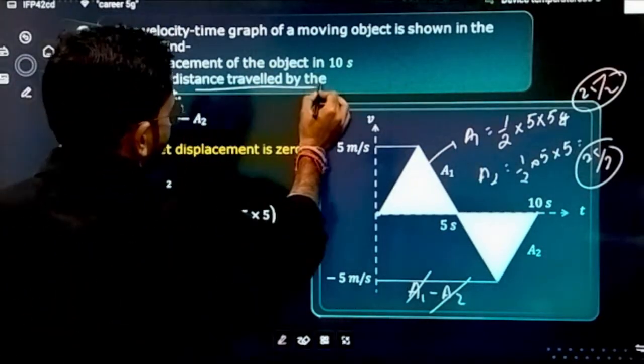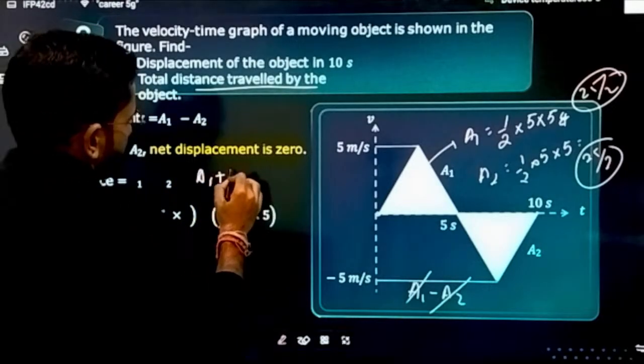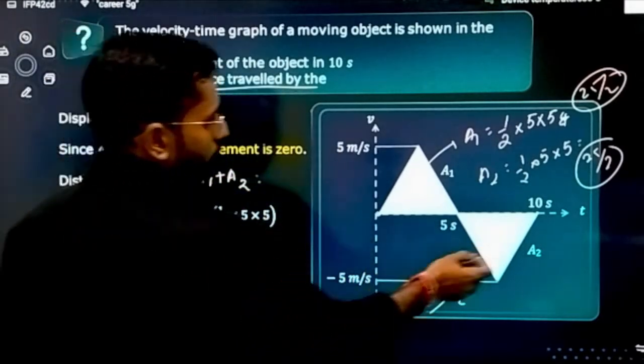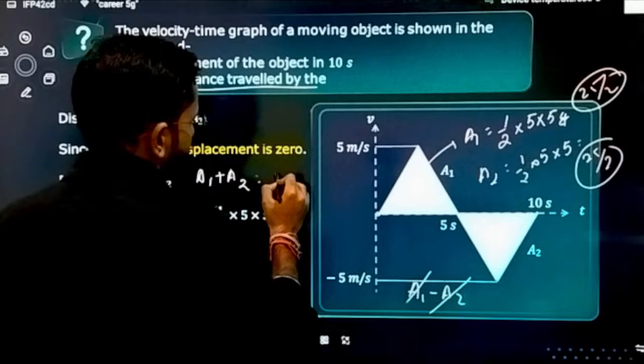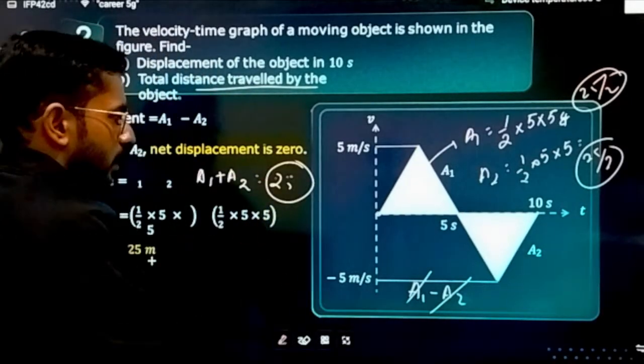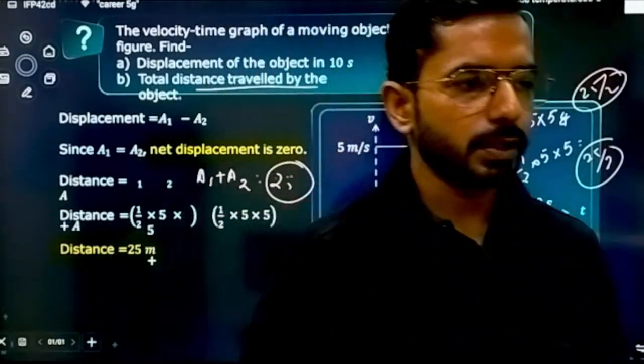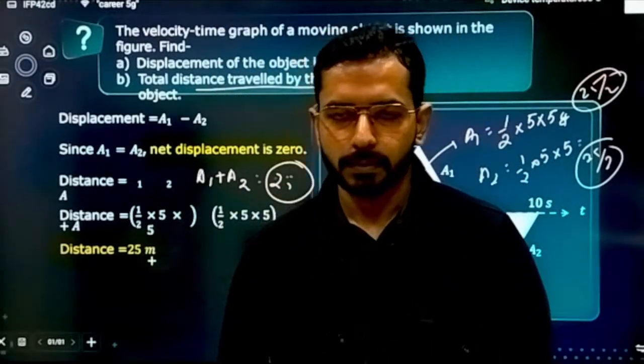Distance, total distance traveled. Distance is simple. If you have to calculate distance, simply do A1 plus A2. Just add up both these areas. That means 25 by 2 plus 25 by 2, so the net distance traveled is 25. Displacement is equal to 0. Distance will be equal to 25. Clear?